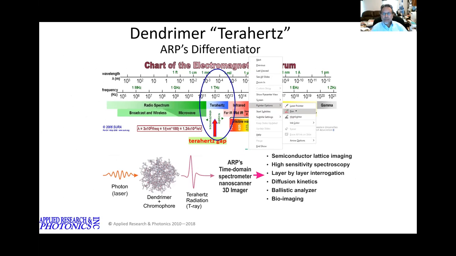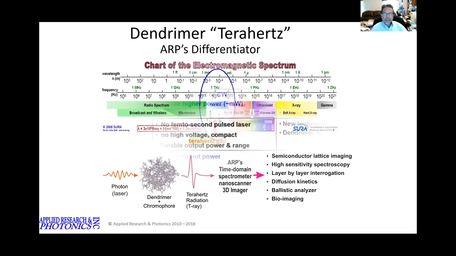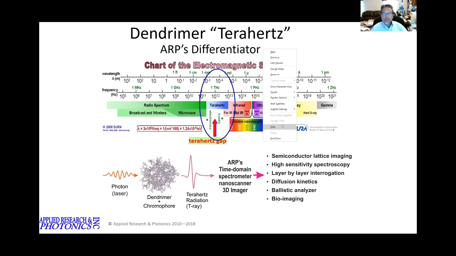Terahertz is in this area. Oops, let me go back there. So here's the terahertz range, which is between the infrared and microwave. A few years ago, people used to call it the terahertz gap because there was no man-made source in that range. The advantage of terahertz is that it's non-ionizing and yet it can penetrate almost all material. Therefore, you can see underneath in a non-destructive way.